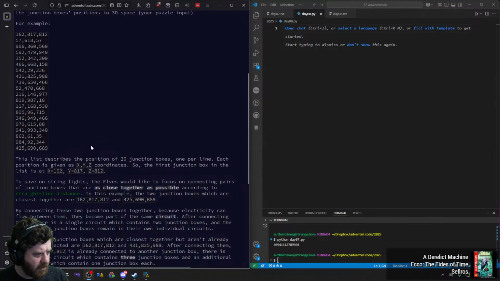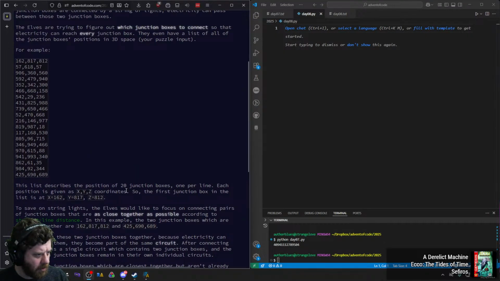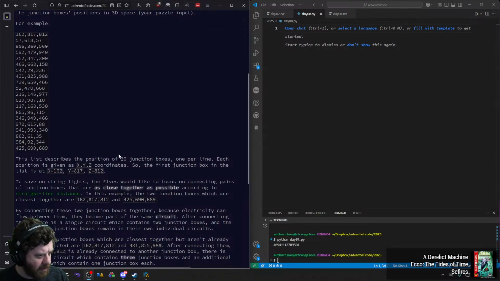This list describes the position of 20 junction boxes, one per line. Each position is given as XYZ coordinates. To save on string lights, the elves would like to focus on connecting pairs of junction boxes that are as close together as possible, according to straight line distance. In this example, the two junction boxes are closest together, so yeah, Euclidean distance. By connecting these two junction boxes together, because electricity can flow between them, they become part of the same circuit. After connecting them, there is a single circuit which contains two junction boxes, and the remaining 18 junction boxes remain in their own individual circuits.